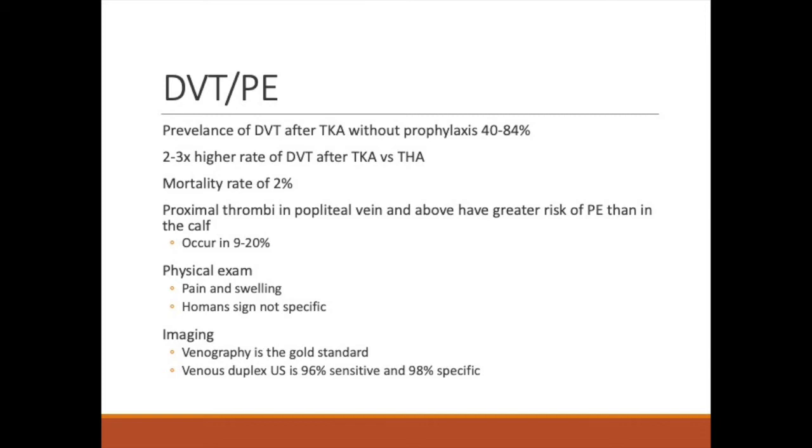And imaging, venography is technically the gold standard, but any more venous duplex ultrasound is very sensitive and specific and much cheaper and less invasive. And so this has become the standard of care going forward when index of suspicion is there for a DVT.